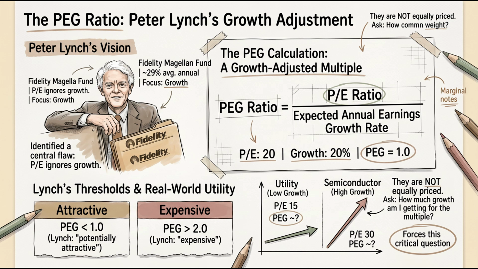Lynch considered values below 1.0 attractive and those above 2.0 expensive. This formula is powerful because it forces you to ask how much growth you are actually getting for the multiple you're paying, preventing you from overpaying for stagnant companies.